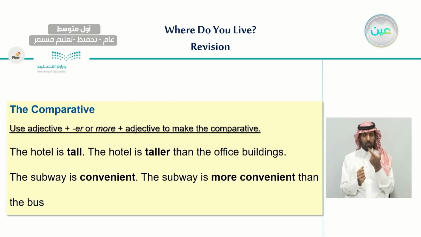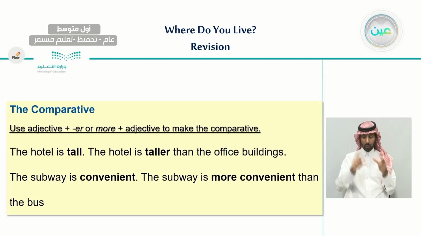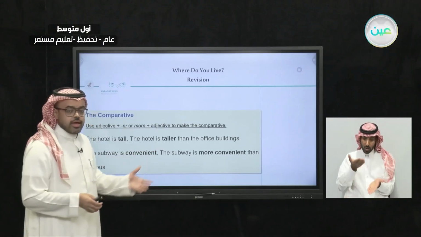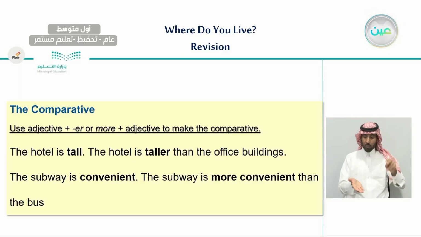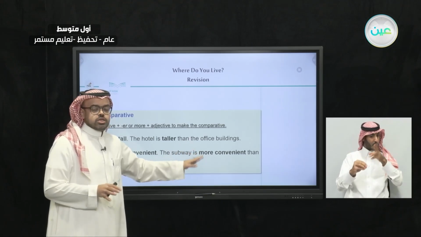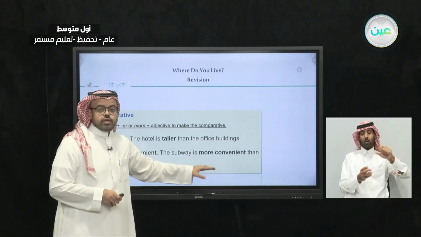What about longer adjectives? What should we do with them? Let's see the other example. The subway is convenient. The subway is more convenient than the bus. So here we are also comparing two things, the subway and the bus. Since this is a longer adjective that has more than one syllable, we don't add any changes to the adjective. We only add the word more before it and than after it. So it becomes more convenient than.